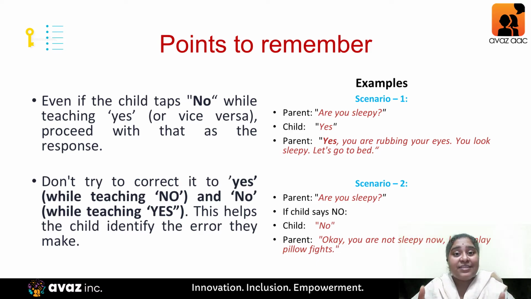Here, if the child is really feeling sleepy, then the child will understand that he or she has by mistake said no and will correct themselves, will say, "Yes, I'm feeling sleepy now." So this will help them correct their response if they realize that they have made a mistake.